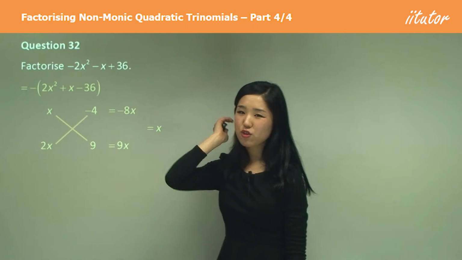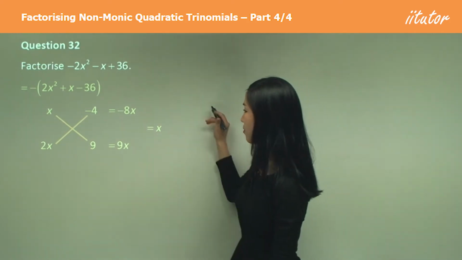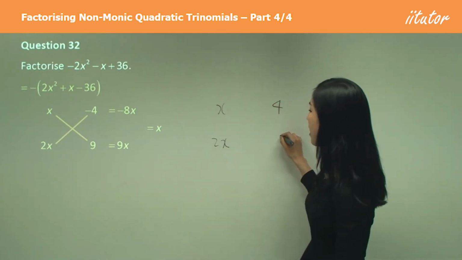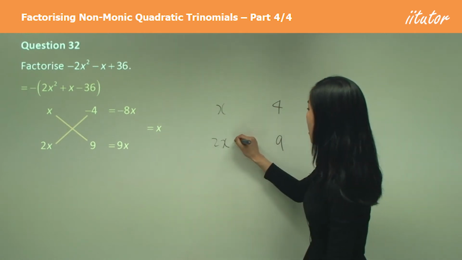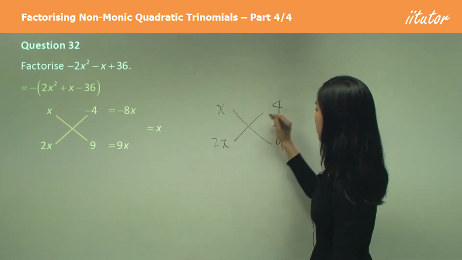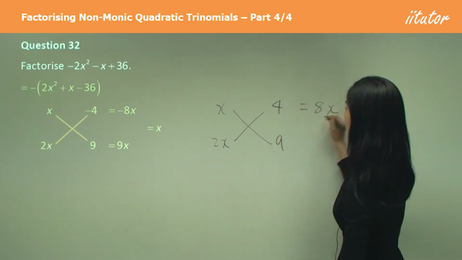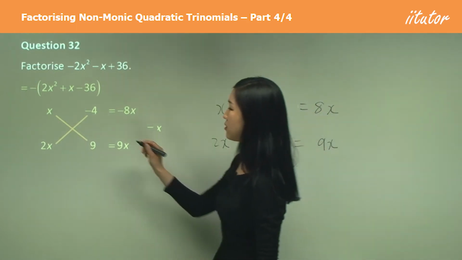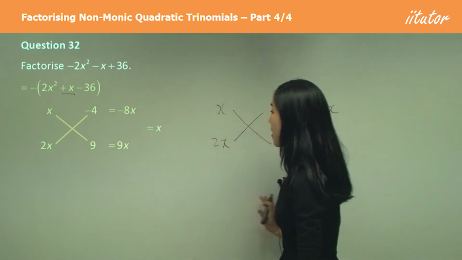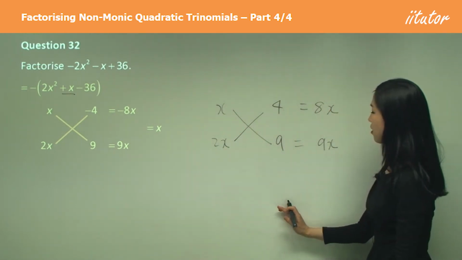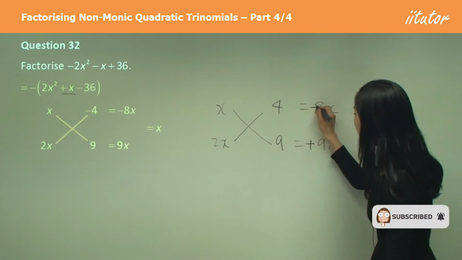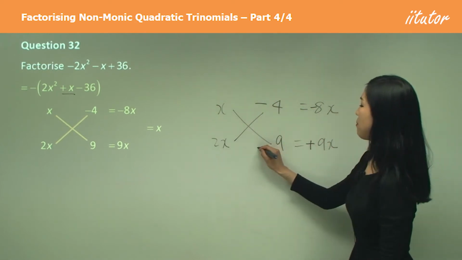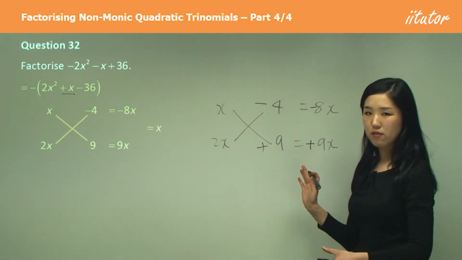Now, as I said, guys, if you do ever get confused with the signs, what I would do, I'd put x here and 2x here. I'd just put 4 and 9 without worrying about any signs. And then you cross multiply. So 2x times 4 is 8x. x times 9 is 9x. Now what do we want? We want positive x. How do I make positive x with these numbers? Well, I need positive 9 minus 8 to make it positive x, don't I? So I put that negative there and put that positive there. So that's how you can think about it.